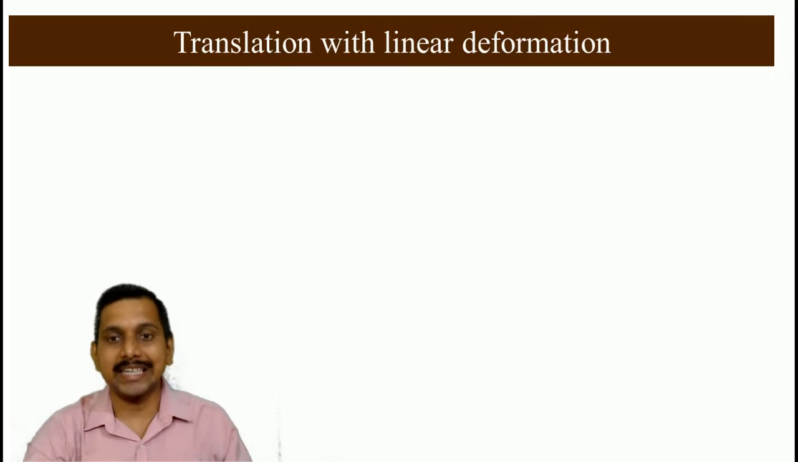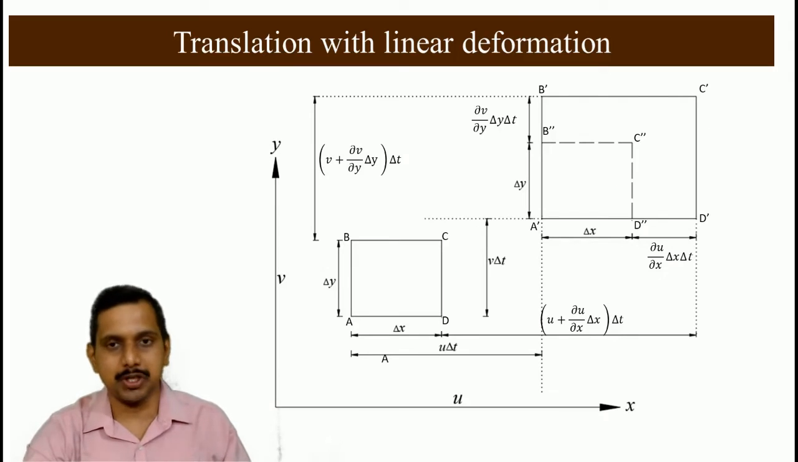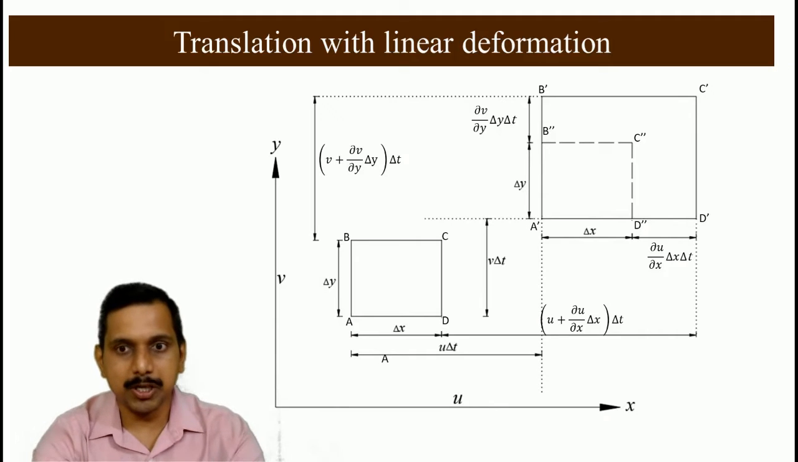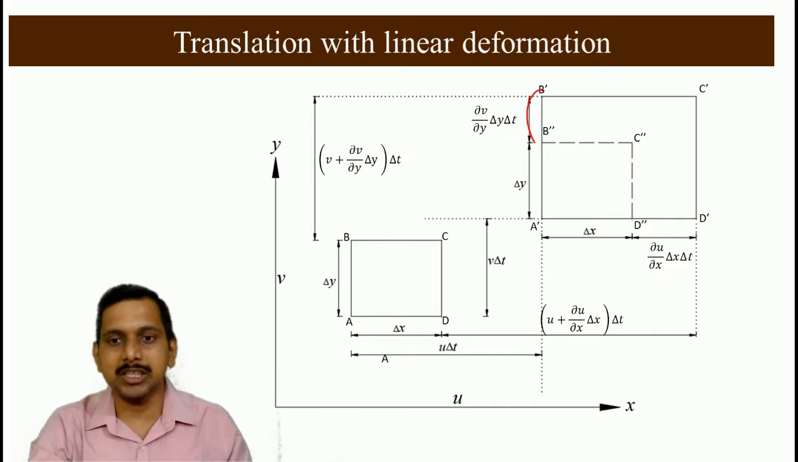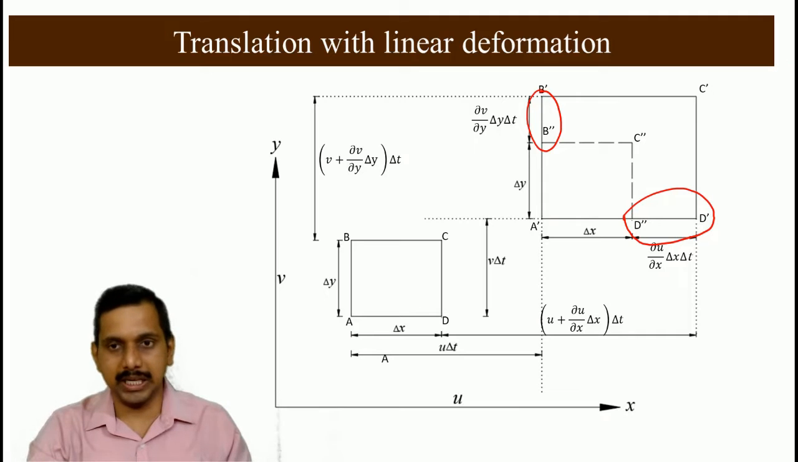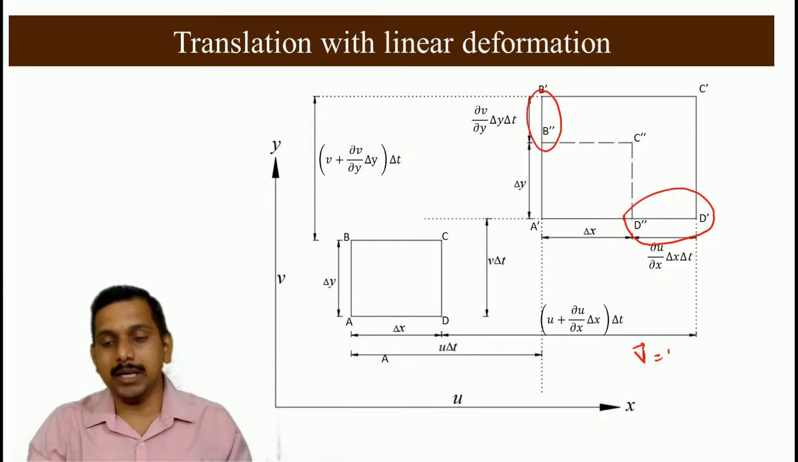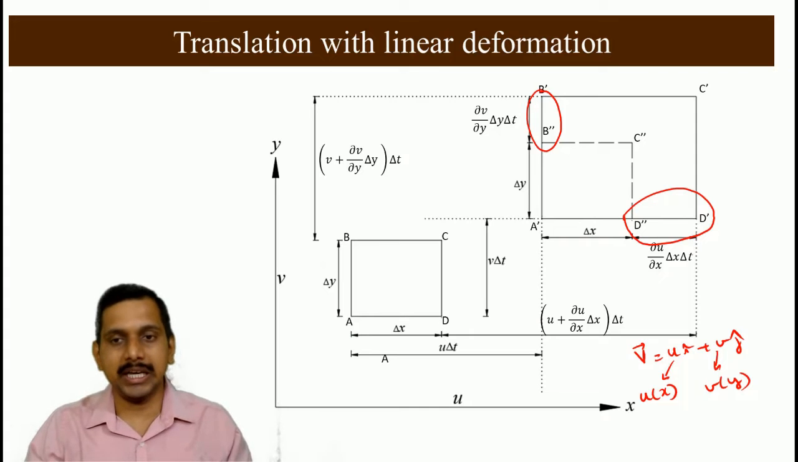If it changes only its linear dimensions, then it is called linear deformation. Here we can observe the linear deformation: this part, d double dash, d dash. This is the part of linear deformation. Now one of the main things we have to understand is that for a pure linear deformation, the velocity given by ui plus vj must have u only a function of x and v only a function of y. Only then there is a pure linear deformation.